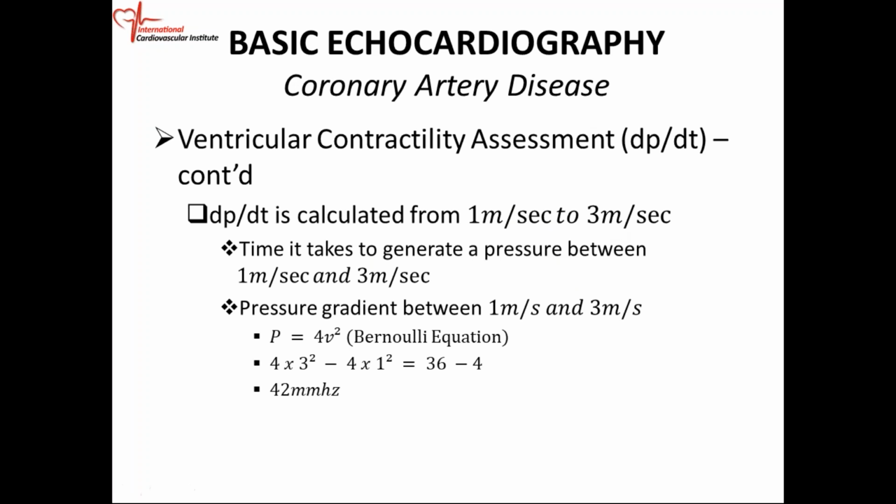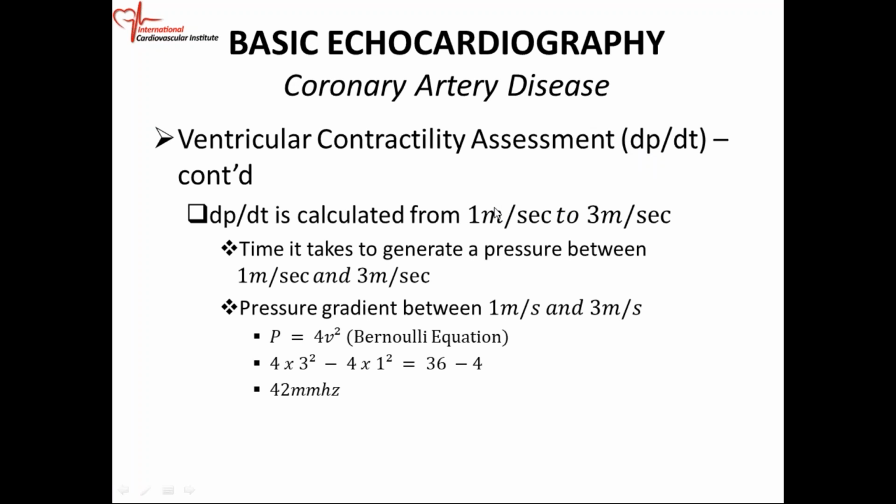Again, a strong muscle is going to take a short time to generate pressure between 1 and 3 meters per second. So a strong muscle, the time is going to be very short. So when you do your dP/dT, remember you're dividing by time. So if the time is short with a strong muscle, you expect this number to be greater than when the muscle is normal.